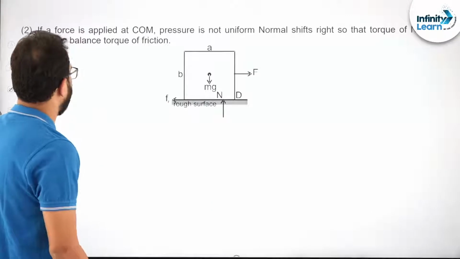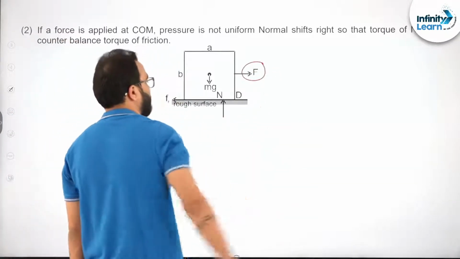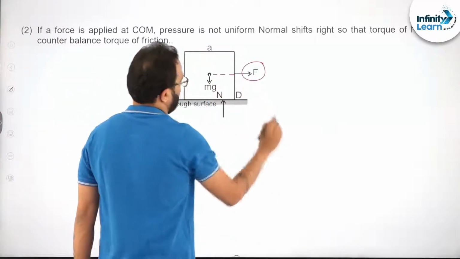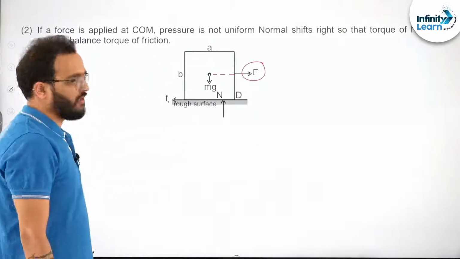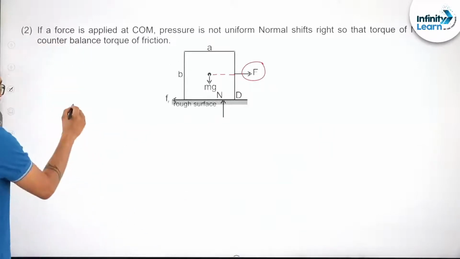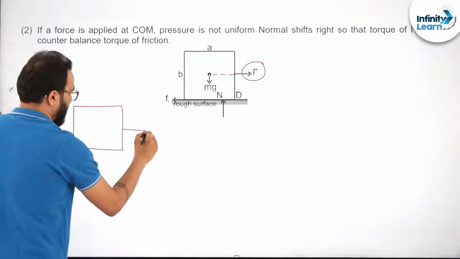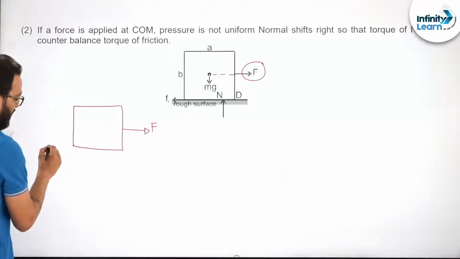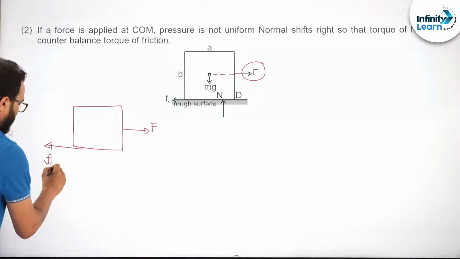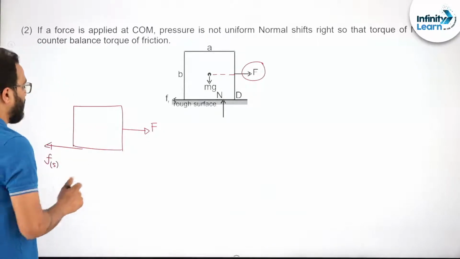Now let's take another case. Suppose it is kept on a rough surface and a force capital F is applied here. Now this capital F is in line with center of mass. Let's make sure. So this is the basic case. Now what might happen? If you look at this diagram very carefully, as soon as you apply this force F, immediately friction will come into action. Which friction? Static friction will come into action in order to stop the block from sliding.